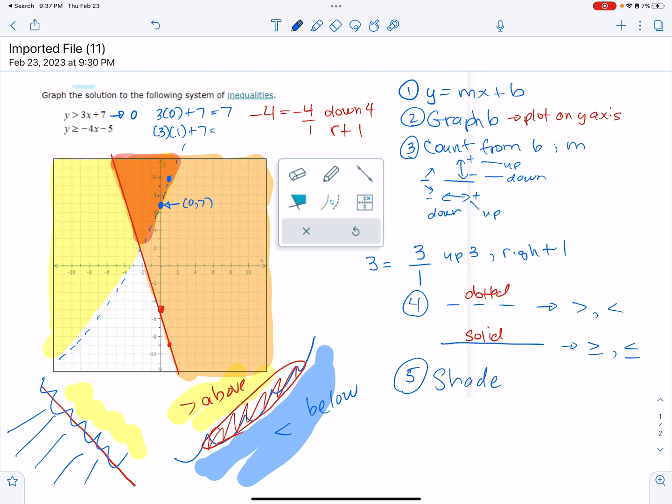But then you need to plug in a second point if you didn't want to do it my way. This is how you would do it. 3 times 1 plus 7 is 10. So 1, 10, which is actually the 2 dots I got because I graphed it. But you could plug in any 2 points, and then you would just connect the dots. So that would be another way to do it.